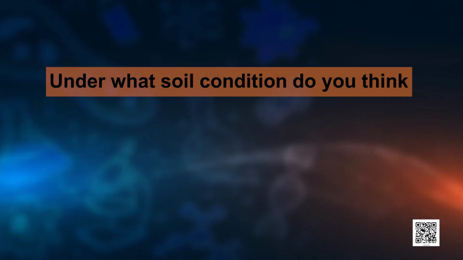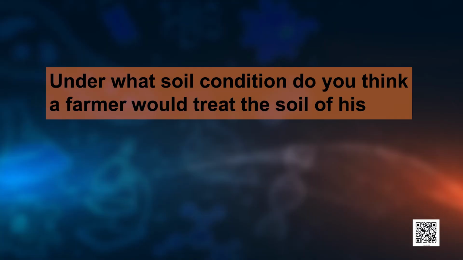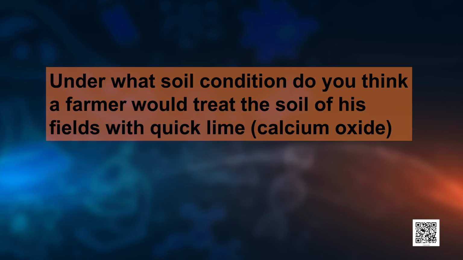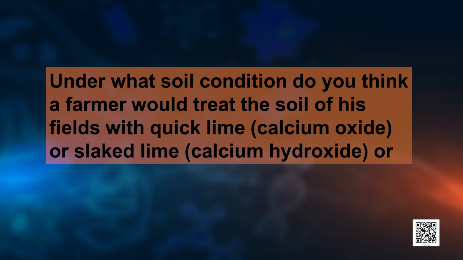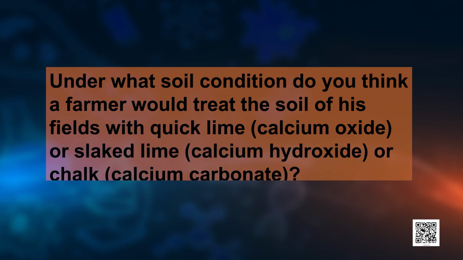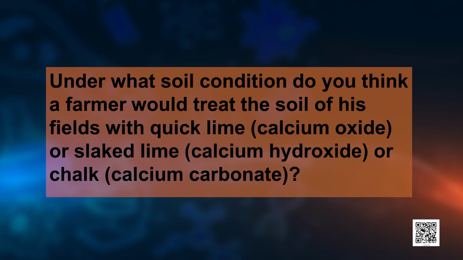Here is a quiz time again. Under what soil conditions do you think a farmer would be treating the soil of his field with quicklime? You know what is quicklime? It is calcium oxide, or slaked lime, calcium hydroxide, or chalk, that is calcium carbonate. So, you have to tell us when would a farmer use these to treat the soil?